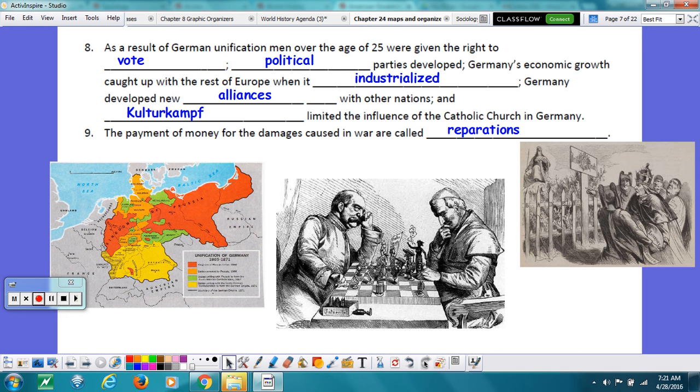There was also a payment of money for the damages caused by war. These were called reparations. Occasionally, between the wars between France and Prussia, there were some reparations that were paid by the French to Germany. Over time, the French would remember that when we get closer to the end of World War I, and we talk a little bit about reparations in the Treaty of Versailles.